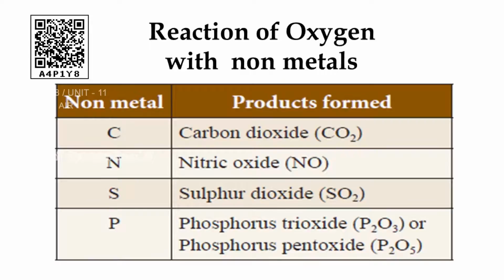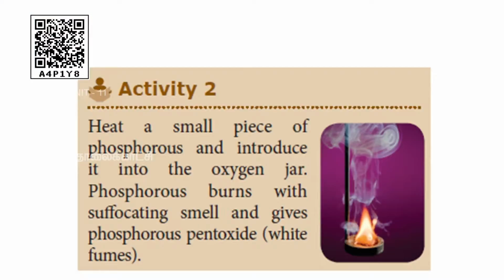Then next we want to discuss one of the important activities. See right now, phosphorus is burning with oxygen and forming a colorless flame. That means it is forming a compound of phosphorus pentoxide or phosphorus trioxide in the presence of oxygen only.